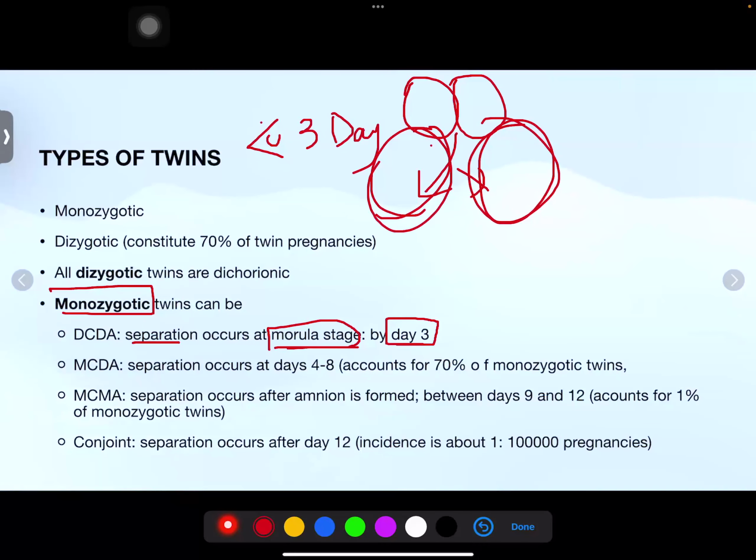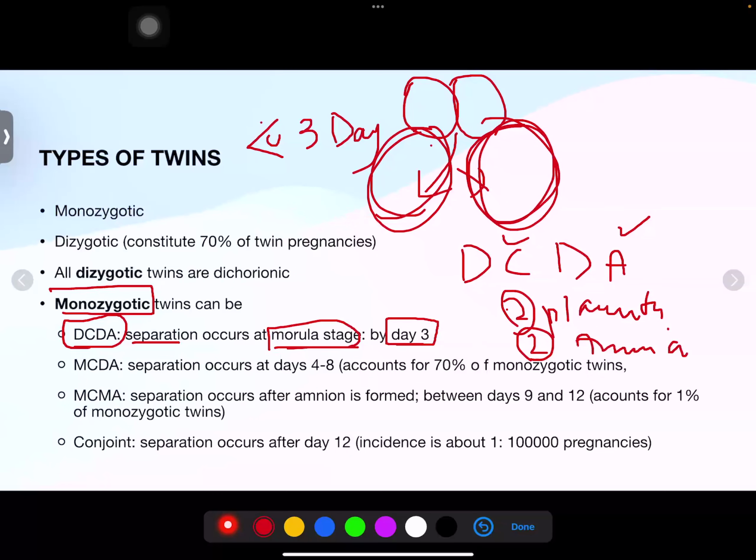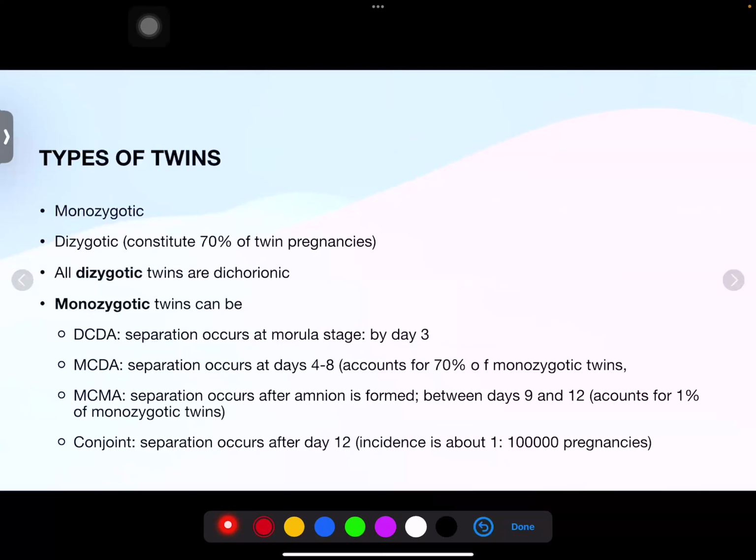Okay, so these two groups of cells would form two zygotes, or you can say two embryos developing. So they would be dichorionic, diamniotic, like dizygotic. They would have their separate placenta and separate amniotic cavity. So two placentas and two amnions. Now what happens when the separation occurs at day 4 to 8?